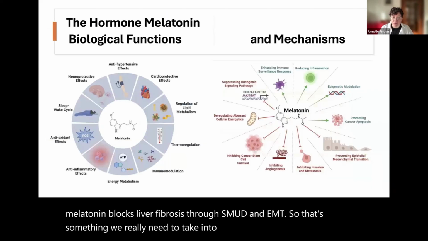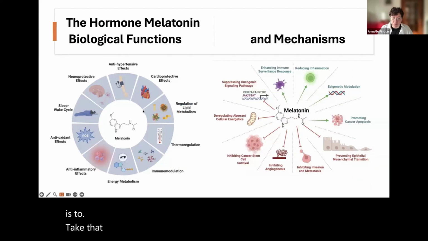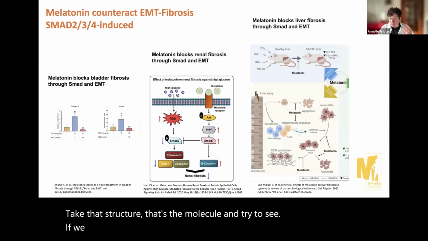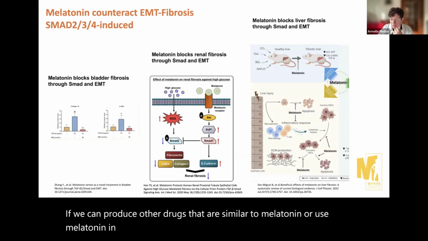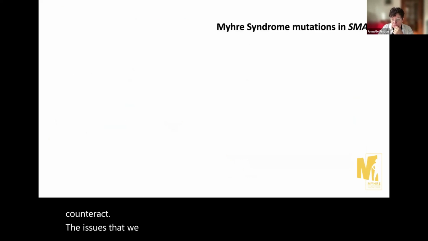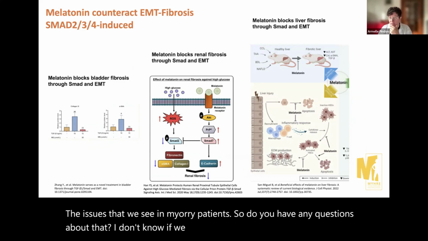What we can do is take that structure, the molecule, and try to see if we can produce other drugs similar to melatonin, or use melatonin in our animal model and cellular model, and see if we can counteract the issues that we see in Myhre patients. So do you have any questions about that? I don't know if we have time. We just have a little bit of time.